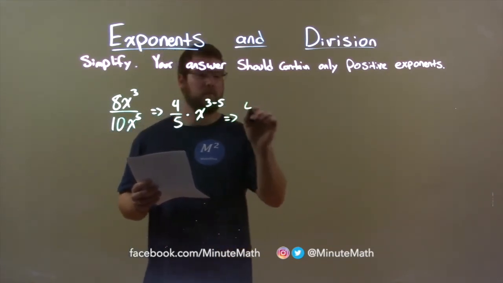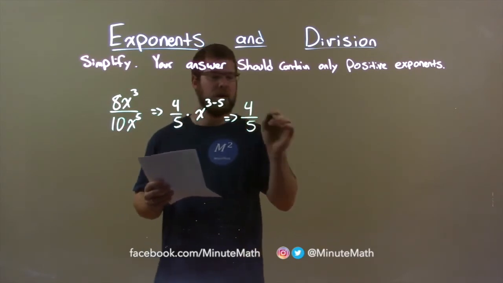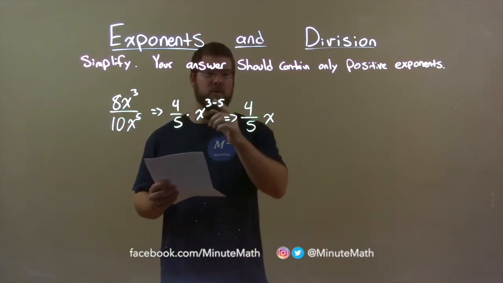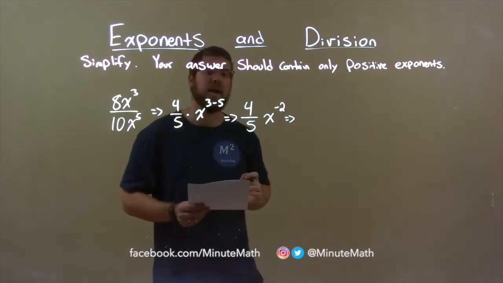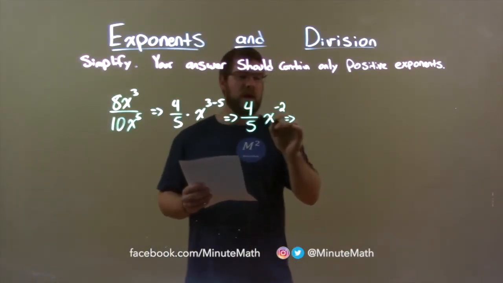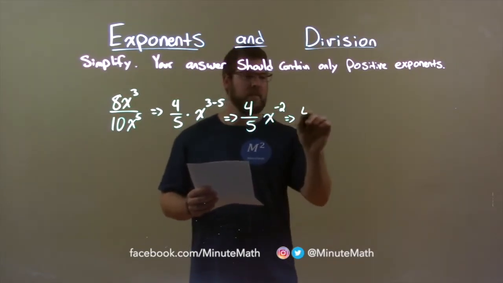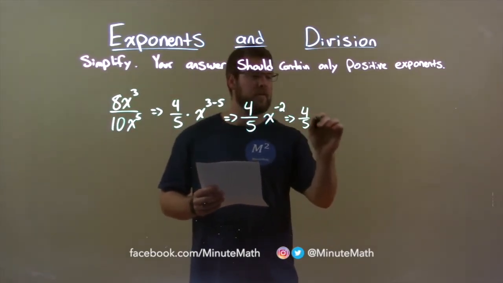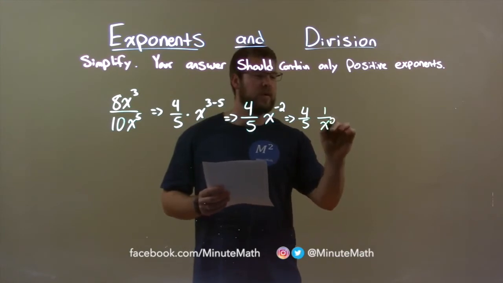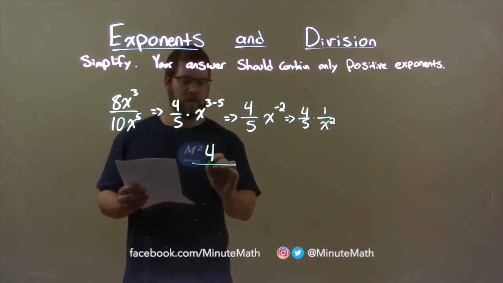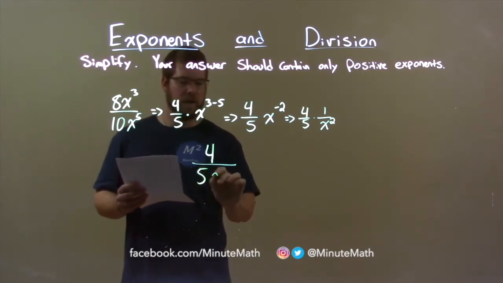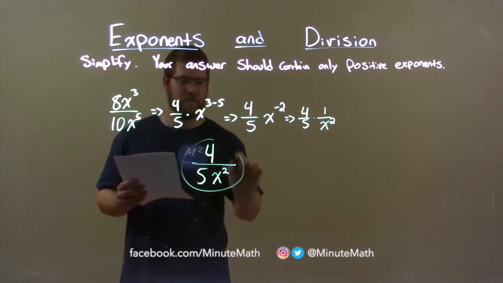Keep on going there. 4/5 still stays there. And x to the 3 minus 5 power, 3 minus 5 is a negative 2. They told us we cannot have negative exponents, so x to the negative 2 power is the same thing as 1 over x squared. And so we can combine all this together for a final answer of 4 over 5x squared.